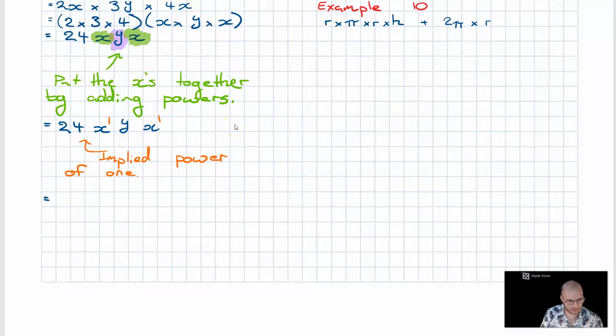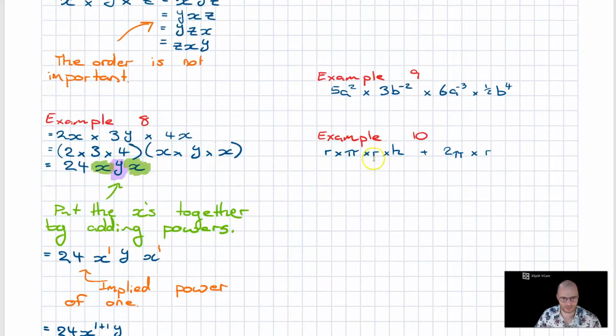Hence, we're going to get 24x to the 1 plus 1 multiplied by y. Therefore we get x squared y. Again, you can switch the x squared and the y around, so you could have 24y x squared, or you can leave it as 24x squared y. Once again, I prefer to leave it with the x first because it comes first in the alphabet. This makes it a little bit easier to read.